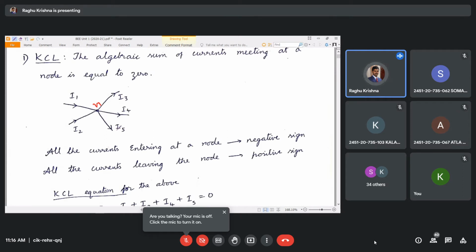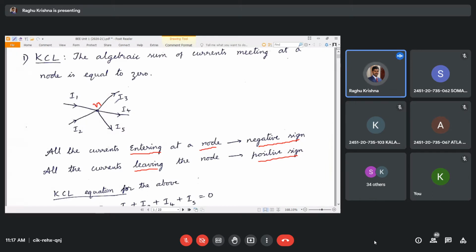Now, how to take the sign? All the currents entering a node take negative sign. All the currents leaving the node take positive sign. Entering currents take negative sign. Leaving currents take positive sign.